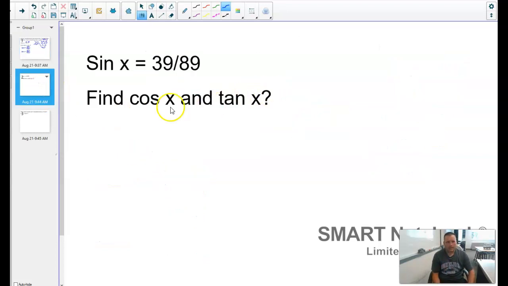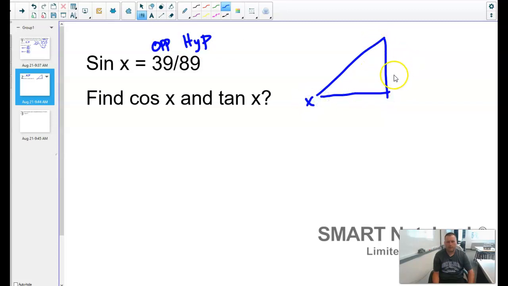Let's do one more like that. So I've got the sine of x is 39 over 89. I want the cosine, I want the tangent. So remember, this is opposite, and this is hypotenuse. Again, I like drawing a picture because that helps me. There's angle x. Opposite is 39. The hypotenuse is 89. And I don't know this side that's the adjacent side. So I'm going to use the Pythagorean theorem to do that.